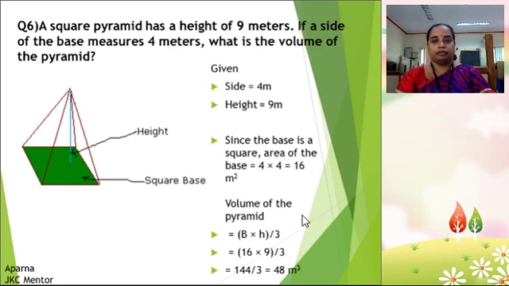So now the formula for volume of the pyramid is B into H by 3. Here base is 16, which we calculated already, and height is 9, which is given in the example. So 16 into 9 by 3, hence 144 by 3, which is 48 m cube. So that is the answer for the given problem.